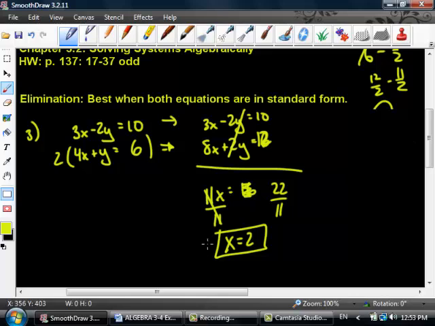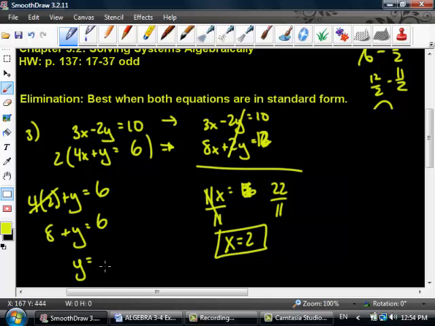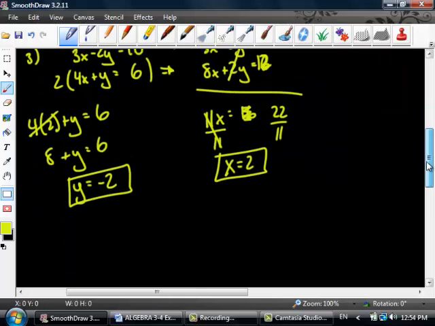So, anyway, what do you want, Madison? Top or bottom? Bottom. Bottom? Sure, we haven't done the bottom ever. 4 times 2 plus y equals 6. This is 8 plus y equals 6. Y equals what? -2. You are done. Okay, next example.